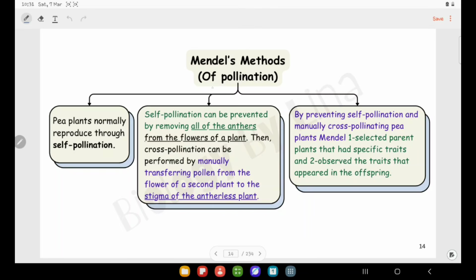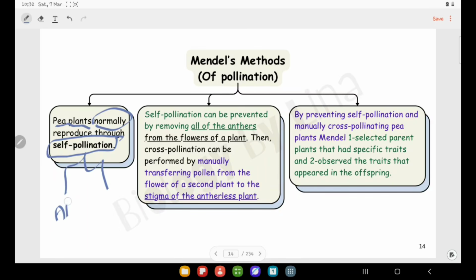Now, the Mendel methods of pollination. We know that the pea plant is normally reproduced by which one? It's reproduced by self-pollination. Self-pollination is the transferring of the pollen grain from the male part, which is the anther, to the female part, either on the same flower or another flower, but on the same plant. They should be genetically identical.